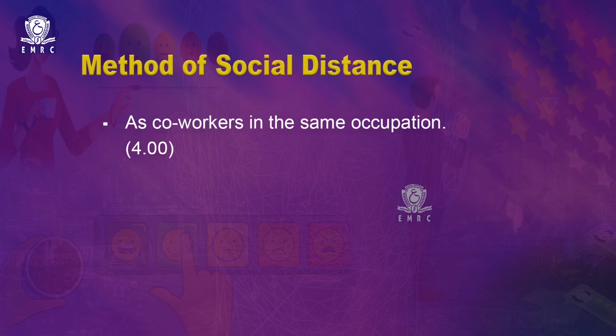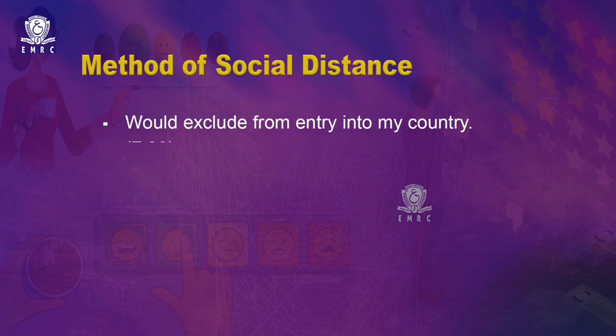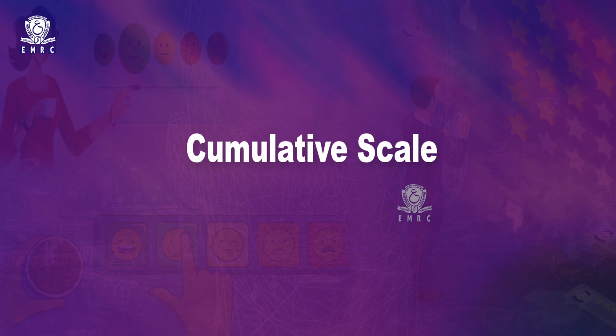As co-workers in the same occupation, score is 4. As citizens in my country, score is 5. As non-citizen visitors in my country, score is 6. Would exclude from entry into my country, 7. So, larger the distance, greater the score over here. It is a cumulative scale because agreement with any item implies agreement with all the preceding items.